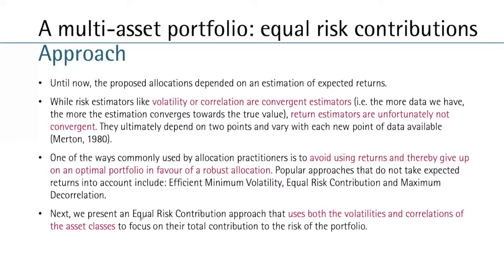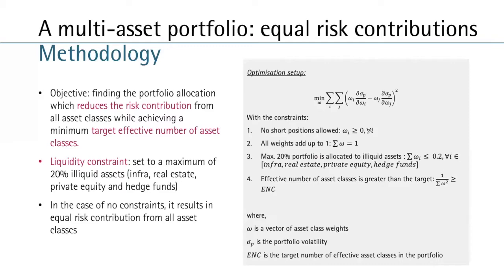So in this third exercise, we present the equal risk contribution approach, and it uses both volatilities and correlations of the asset classes and focuses on their total contribution to the portfolio risk. So this is the optimization setup. The goal is to equalize the risk contribution from all asset classes, and we keep the same constraints as before. We have an illiquidity constraint of 20%, and also we add a constraint on the target effective number of asset classes. And we will try different targets in this optimization exercise to contrast the allocation results.